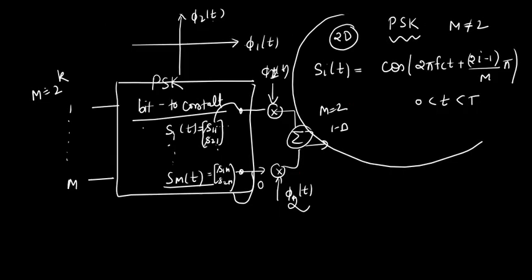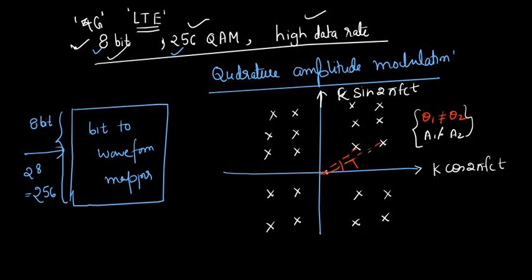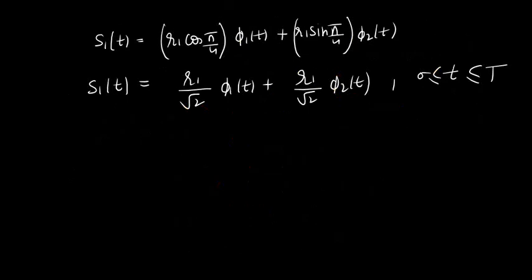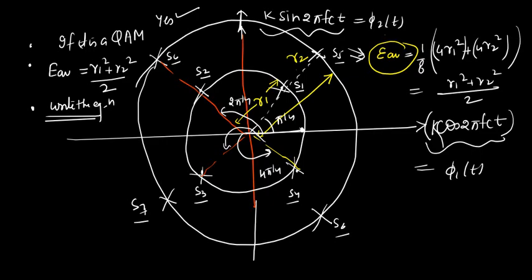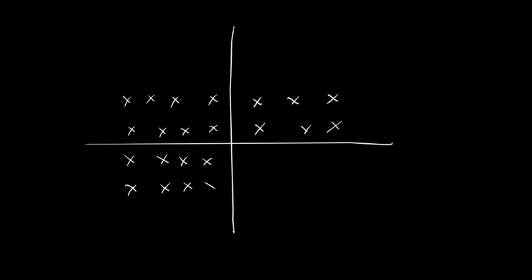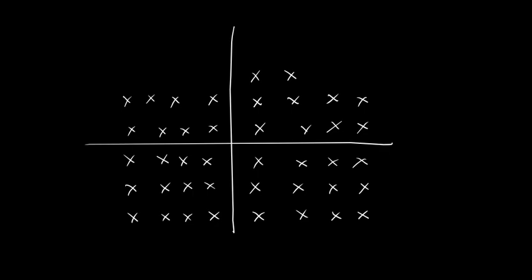Now, the 8 bit question is clear. 256. So, this was the example of 8 QAM. For 256, how many constellation points will be there? 256. Sir, they are arranged like this, by mixing ASK and PSK.